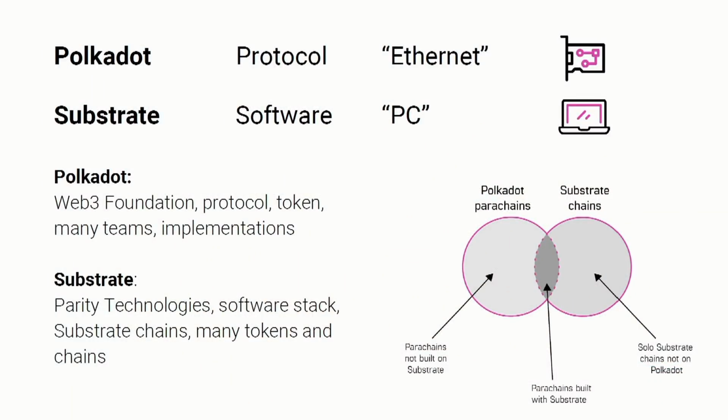They're designed to work together, but really it's more of an optimization that they work together. It's not something fundamental about their design. If you want to think about it in analogies, you can think of Polkadot being more like the Ethernet protocol, and Substrate being more like the general IBM PC or Mac or whatever that uses the Ethernet protocol in order to communicate between themselves.